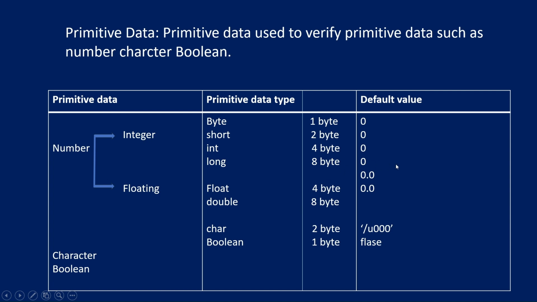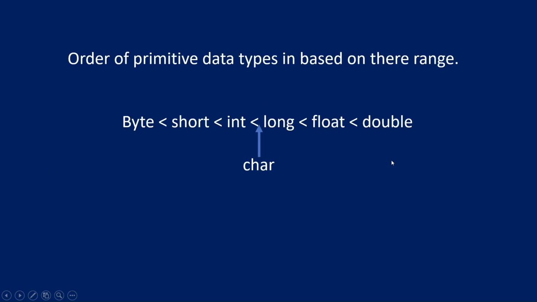So let's discuss the order of the primitive data. The order is based on their range: byte, short, int, long, float, double, with char between int and long. Why? Because, as I already told you, char stores Unicode values, which are a long type of data. The value you give is a single value, a letter like A, B, C, but the value stored in memory is a Unicode value.